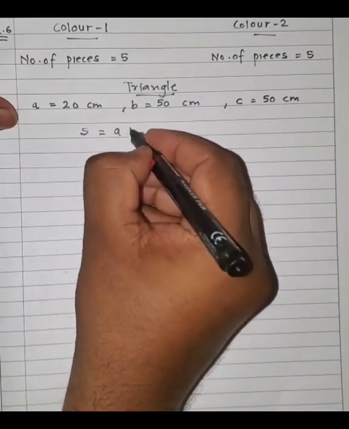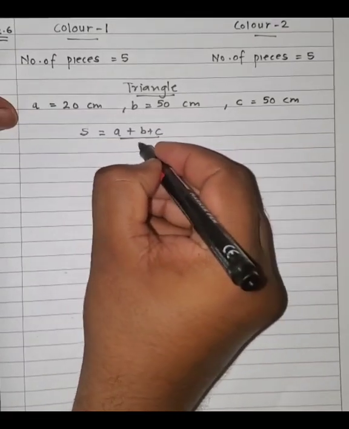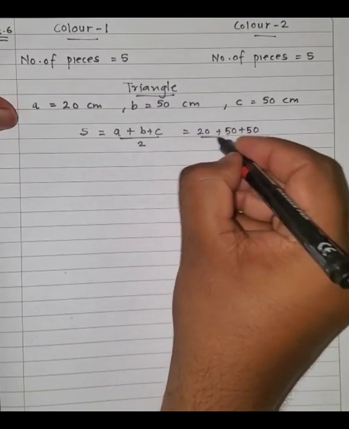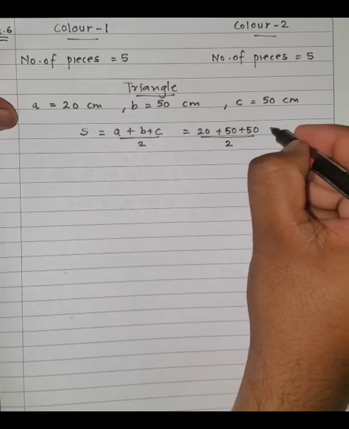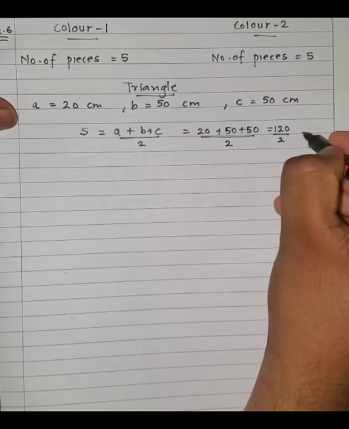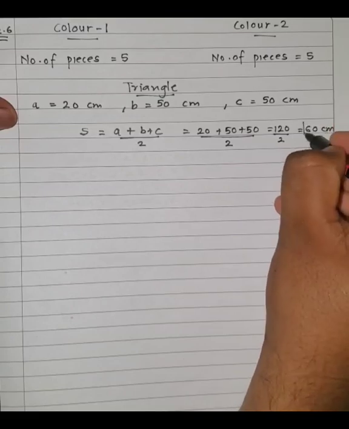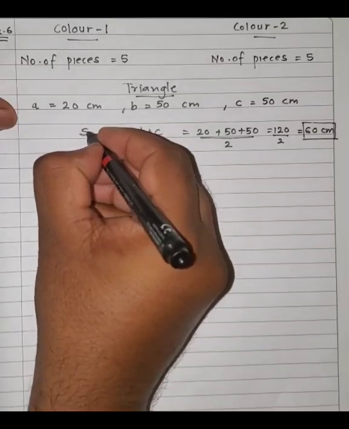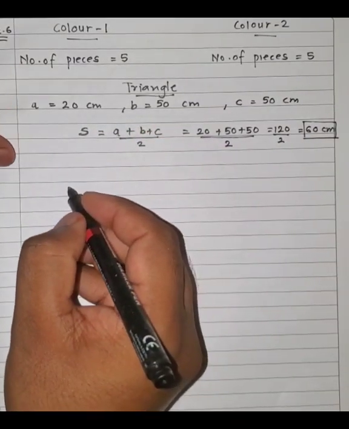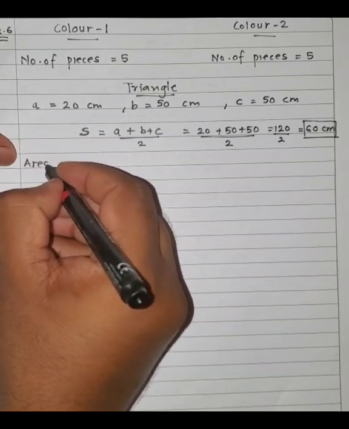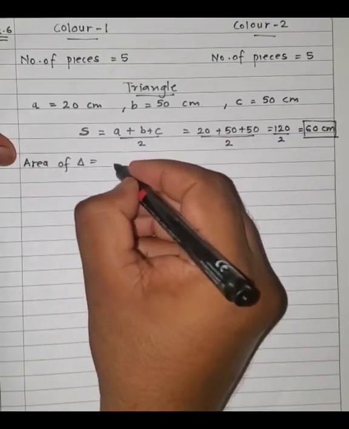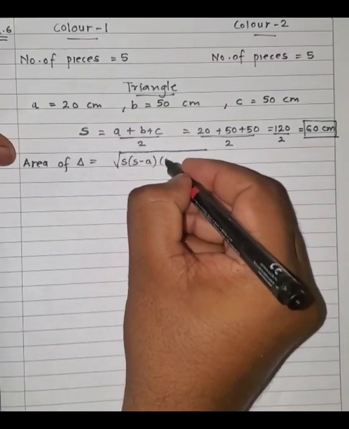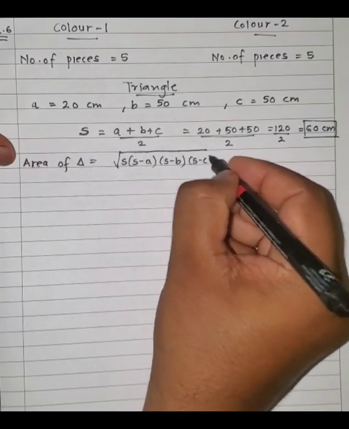So semi-perimeter is the sum of all the 3 sides divided by 2. So 20 plus 50 plus 50 divided by 2. That happens to be 120 upon 2, which is equal to 60 centimeter. So 60 centimeter is the semi-perimeter of the triangle. Let us now find the area of the triangle by the formula root of S into S minus A into S minus B into S minus C.